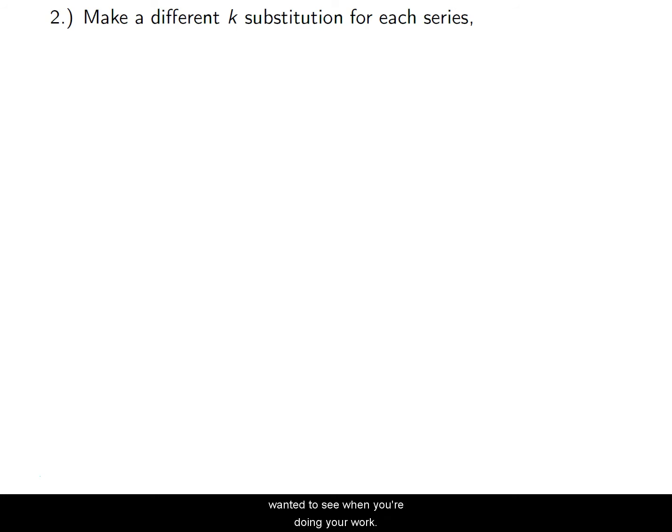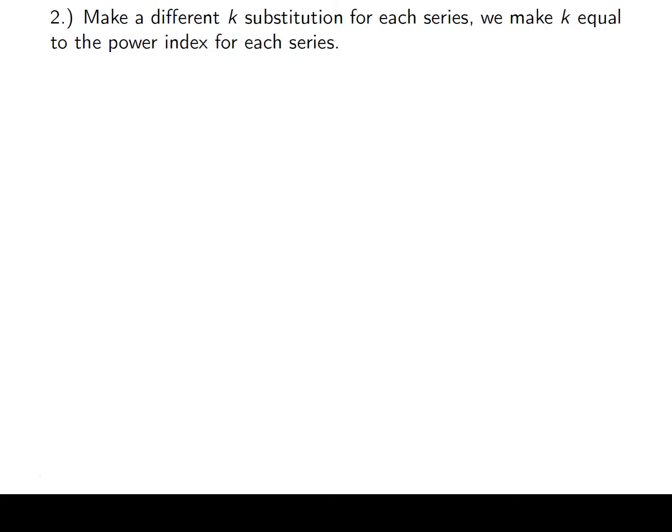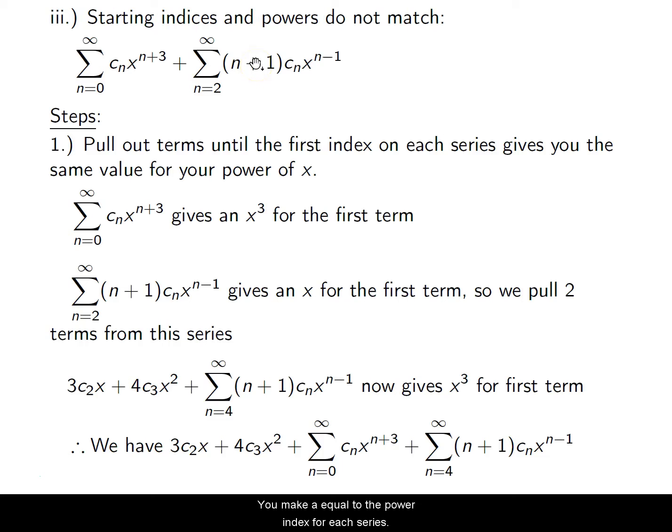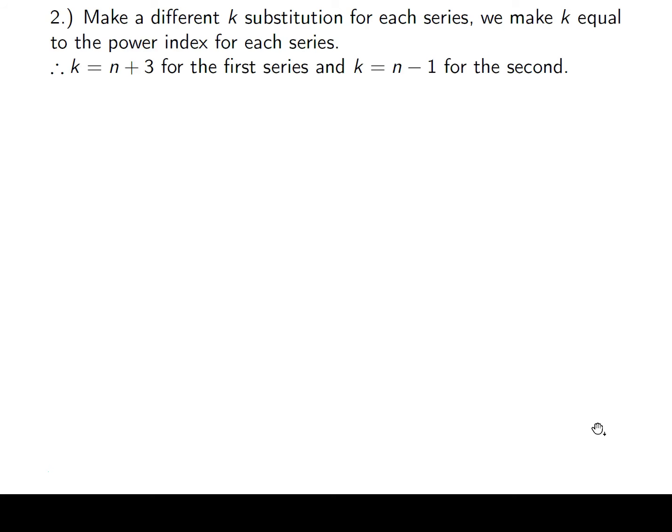So when you're doing your work, write it down, keep the notes, right? We make k equal to the power index for each series. For this series, k will be n plus 3. For this series, k will be n minus 1. So k is n plus 3 for the first one, k is n minus 1 for the second. The powers of x on your general term is what you make your k substitution.